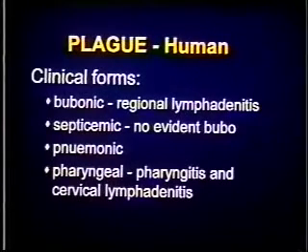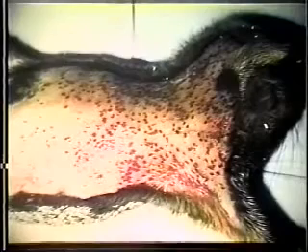Again, on the slide, the clinical forms of bubonic, but it can also be in the pulmonary form, the systemic form, if you will. This slide shows the enlarged lymph nodes in the bubonic form in this human, in the axillary area.